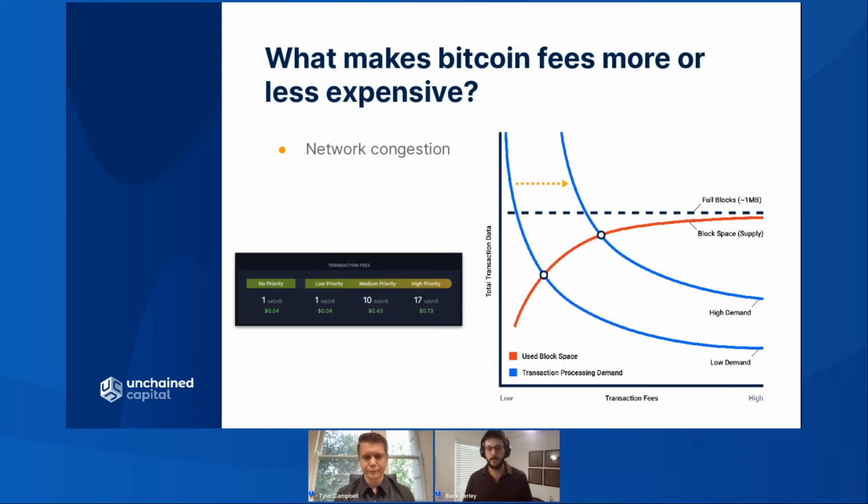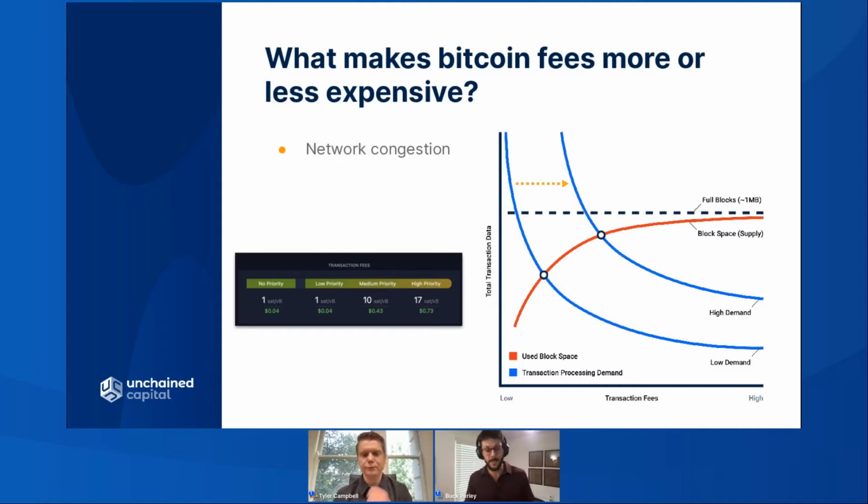Now let's say all of a sudden Elon Musk hits Twitter and has a big announcement that Tesla's going to buy another $1 billion worth of Bitcoin. Now everyone's going crazy, like, oh my God, Tesla's going to do this, I want to get in, the price is going to go up. All of a sudden, the demand has shifted, right? This is what the shift in that blue curve on that graph is showing. The demand is shifting. Now we have more transactions trying to get into the same number of blocks.